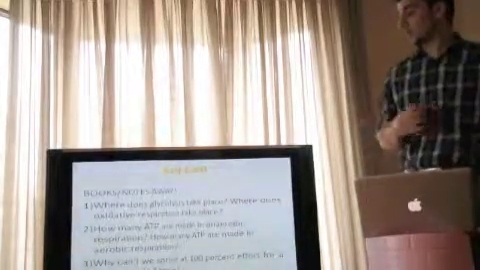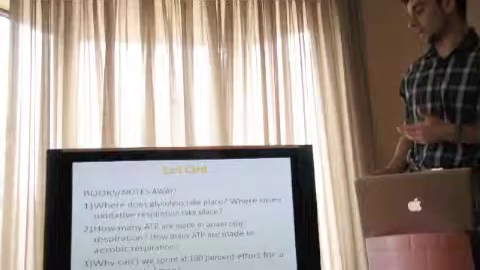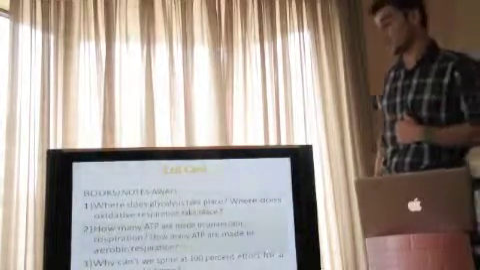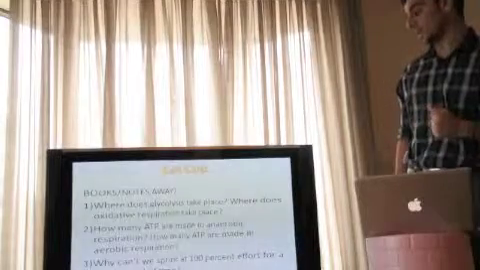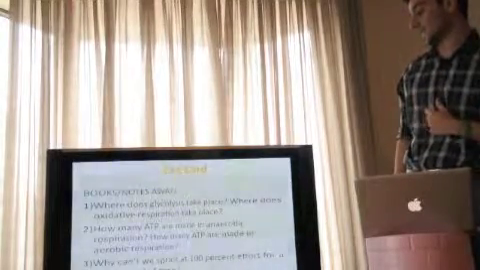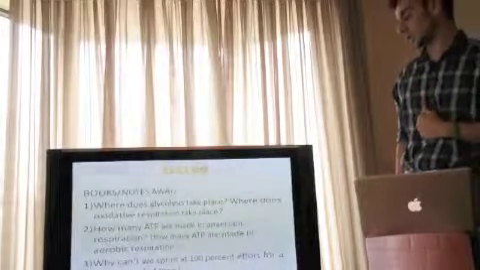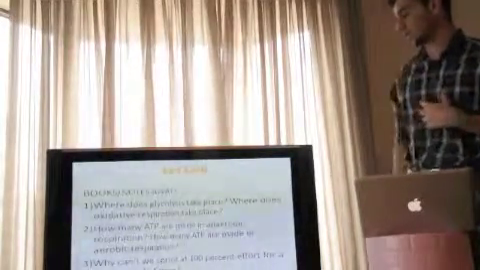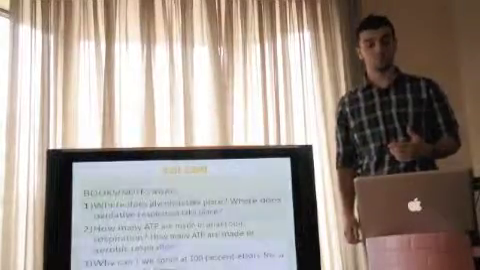So here are the questions. Number 1, where does glycolysis take place and where does oxidative respiration take place? Number 2, how many ATP are made in anaerobic respiration? How many ATP are made in aerobic respiration? And number 3 is, why can't we sprint at 100% effort for a long period of time?